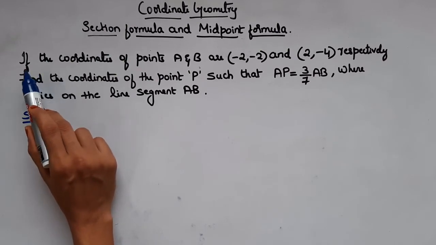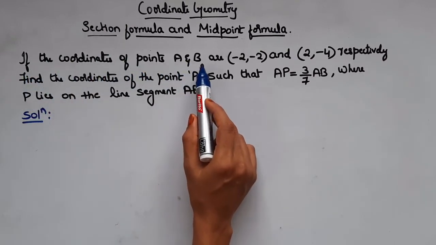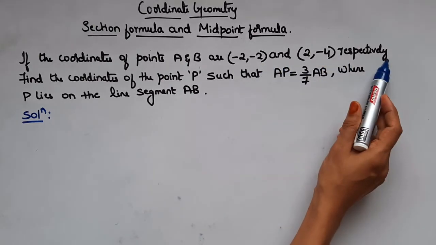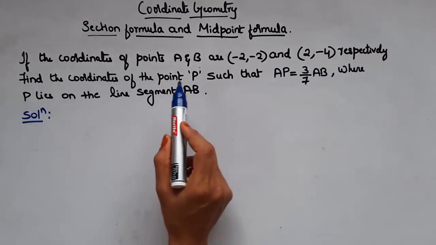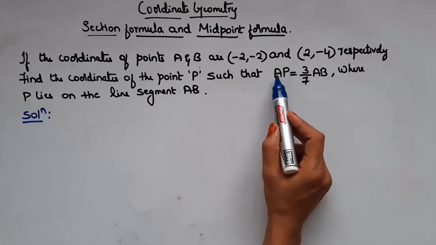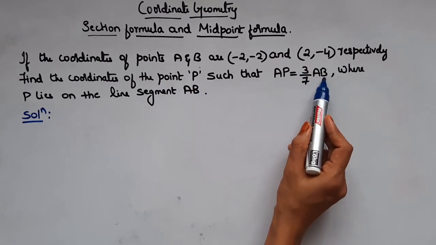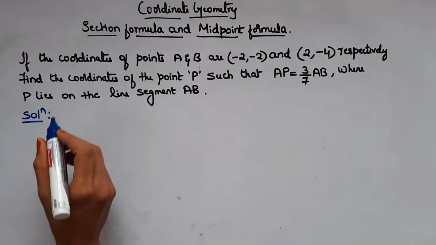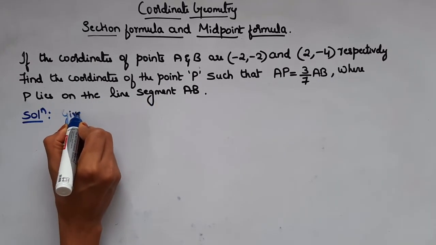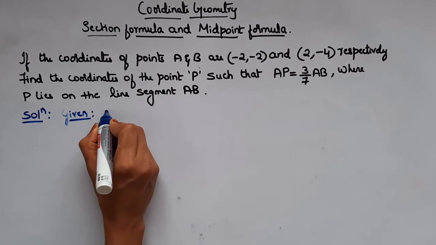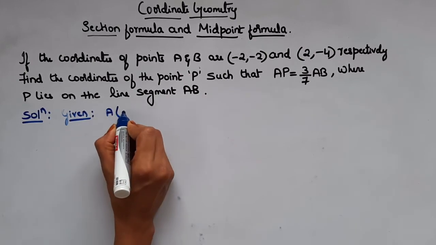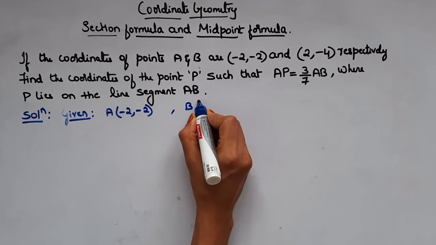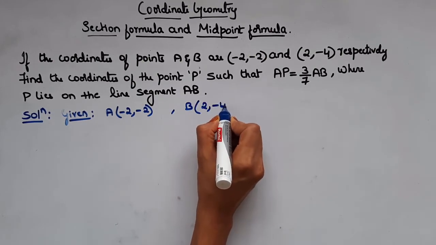Here it says, if the coordinates of the points A and B are (-2, -2) and (2, -4) respectively, find the coordinates of the point P such that AP is equal to 3/7 AB, where P lies on the line segment AB. So first let's write what is given. Given here is point A whose coordinates are (-2, -2) and point B whose coordinates are (2, -4), right?